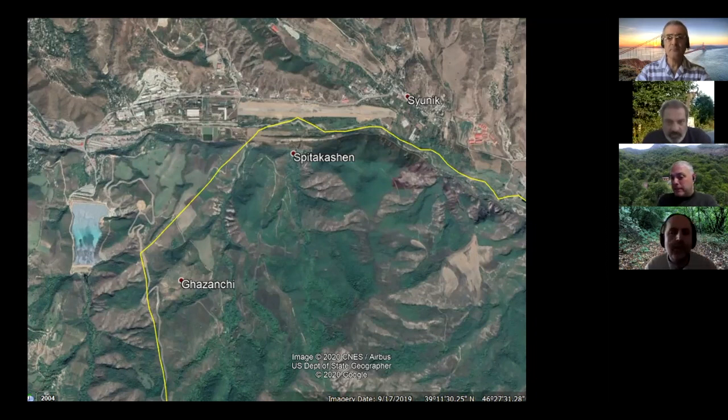Didn't Pashinyan say that we want to use the 1929 maps? And if we did, are you aware of how that would affect this area?